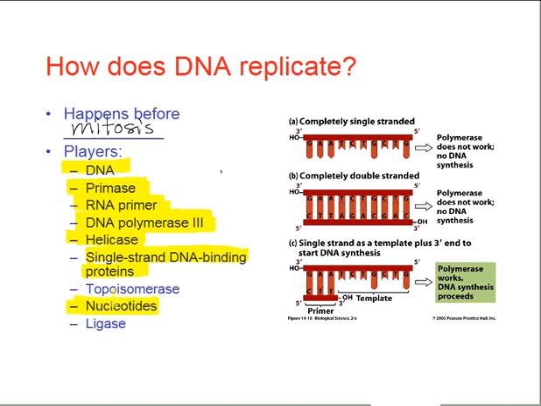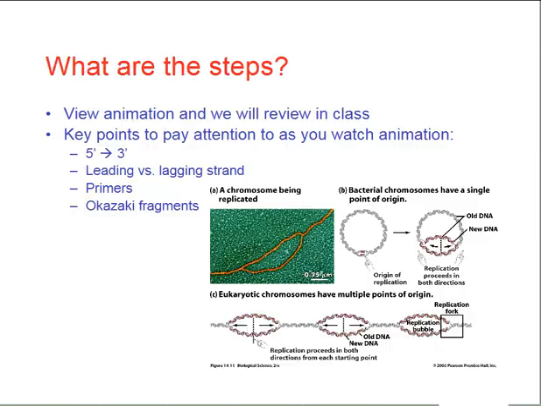You also need to have single-strand DNA binding proteins, and these guys are kind of like little chaperones that sort of assist in the process of replication. You need something called topoisomerase, which I'm going to talk about in a couple slides. And lastly, you need some glue to stick everything together, and that glue comes in the form of something called ligase. So let's take a look at this process and the steps in it.